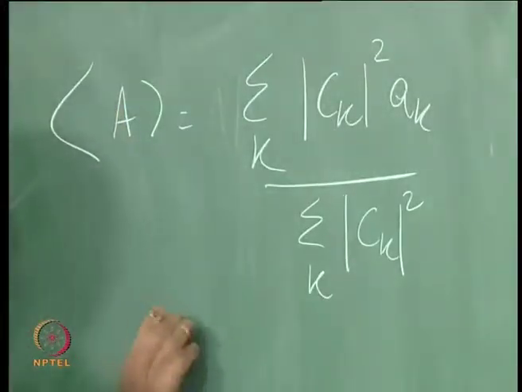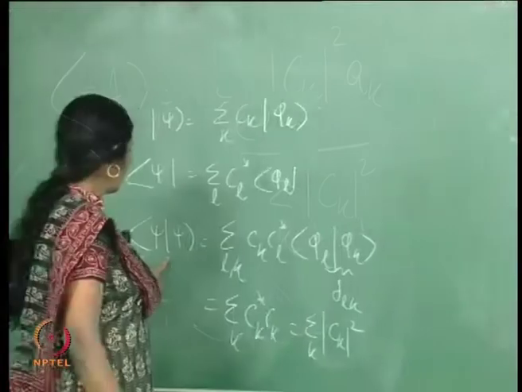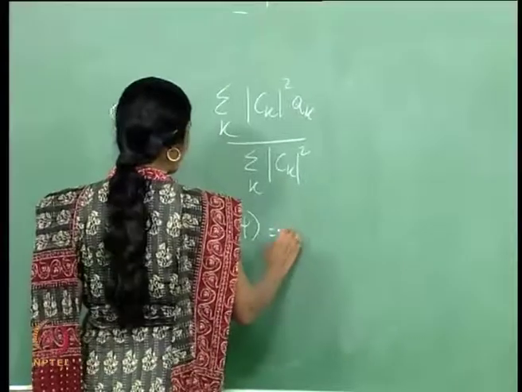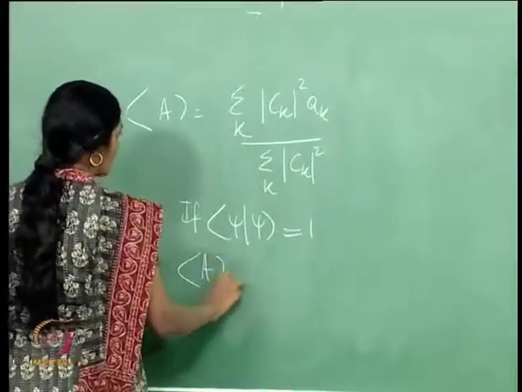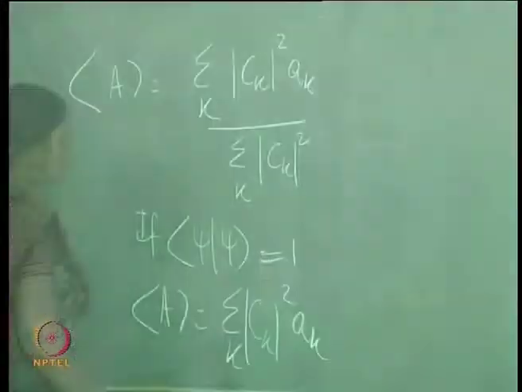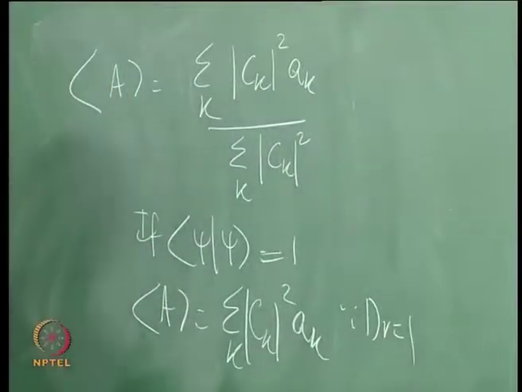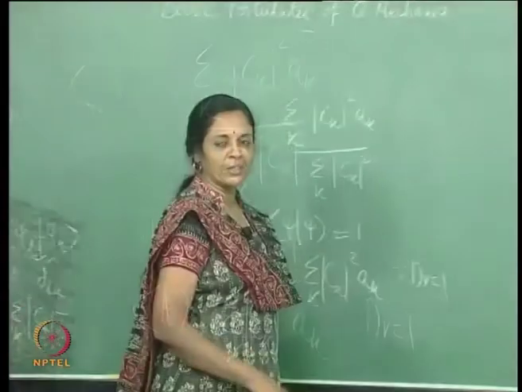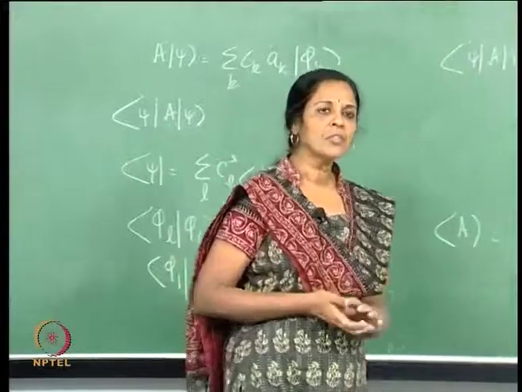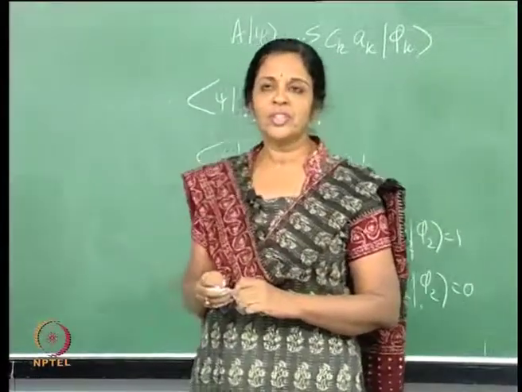Now, in the event that psi is normalized to 1, it is clear that modulus C K squared summed over K is 1, and then it is clear that the expectation value of A simply has the numerator, because the denominator is 1. This has to be properly interpreted. It means the following. Suppose I conduct a number of trials to experimentally determine A, and I find the average value of these trials.